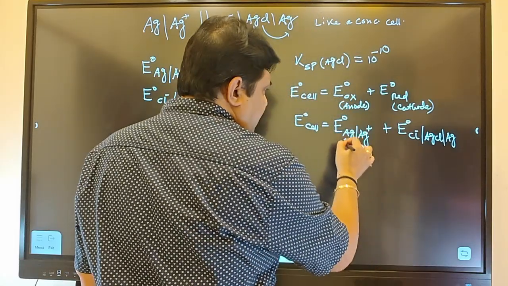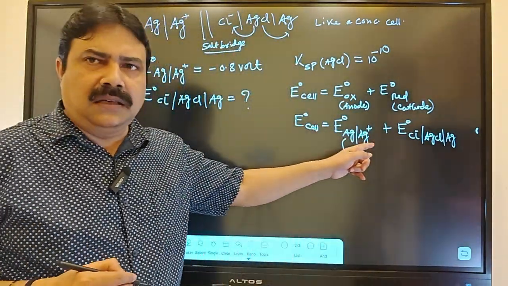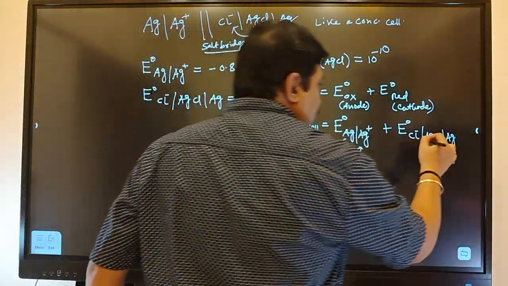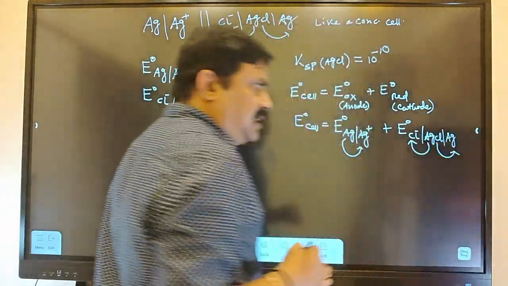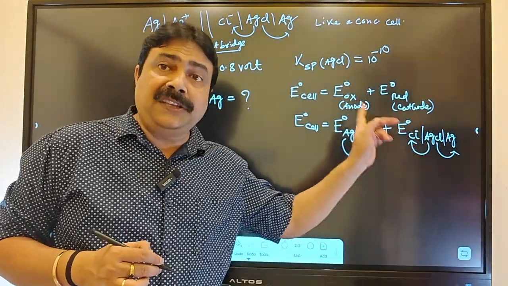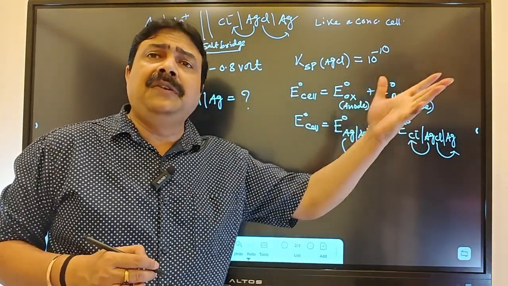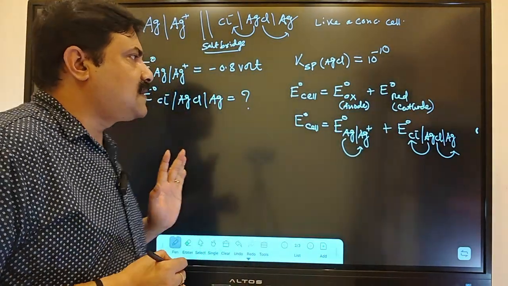Now what is the way I need to remember? Ag is converting to Ag plus by loss of an electron. And here, how can I remember? This AgCl cathode means Ag is going. AgCl is gaining one electron and converting to Ag, leaving behind the Cl minus in the cathode. Now this is your E naught cell.